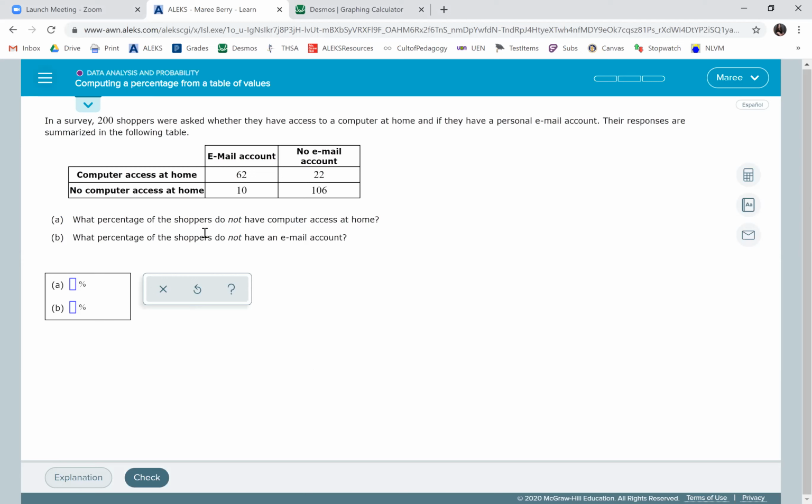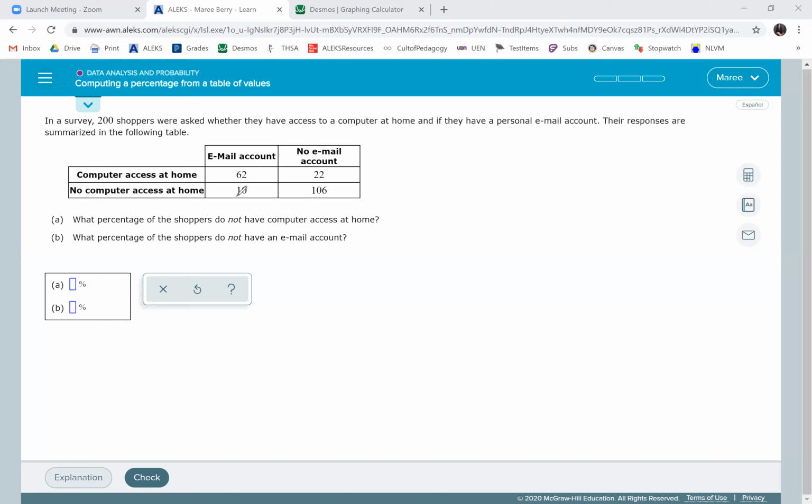So let's start here, look at an example. It says what percentage of shoppers do not have computer access at home. So the first thing I look at is there's 200 shoppers. So when I add up do not have computer access at home, I'm going to then divide it in half because the percentage needs to be out of 100.